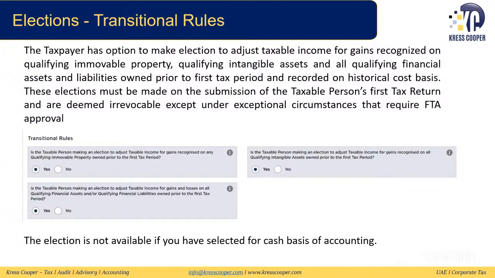It will ask you separately whether the election is being made to adjust the gains recognized on qualifying immovable property owned prior to the first year. It will ask you separately for qualifying financial assets and liabilities. It will ask you separately for qualifying intangible assets. So you have to make the election for all three of them separately, and it will be applicable on that particular class of asset for the subsequent returns as well.